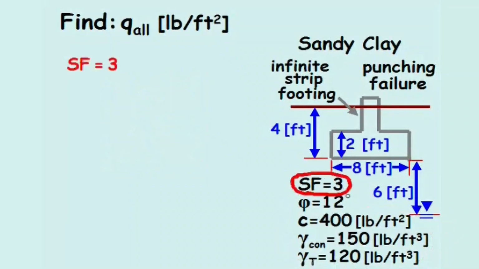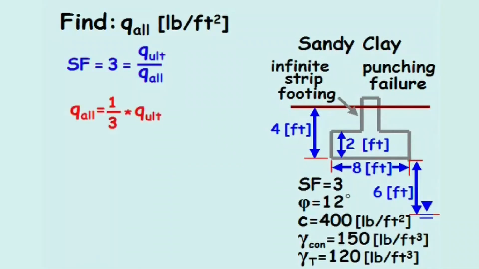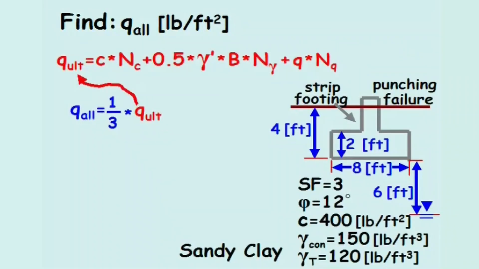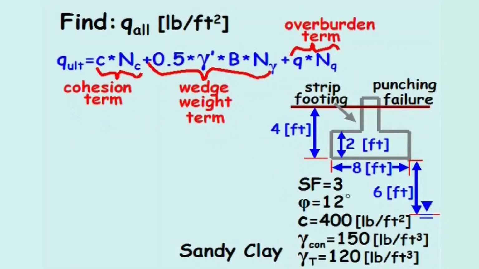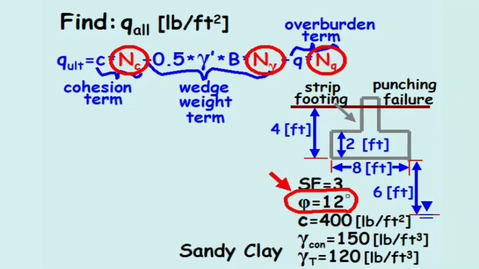Let's begin with the safety factor, which equals the ultimate bearing capacity divided by the allowable bearing capacity. Since the problem asks to find the allowable bearing capacity, it equates to 1/3 of the ultimate bearing capacity. The ultimate bearing capacity for an infinite strip footing consists of a cohesion term, a wedge weight term, and an overburden term. The 3 bearing capacity factors are functions of the friction angle, phi.